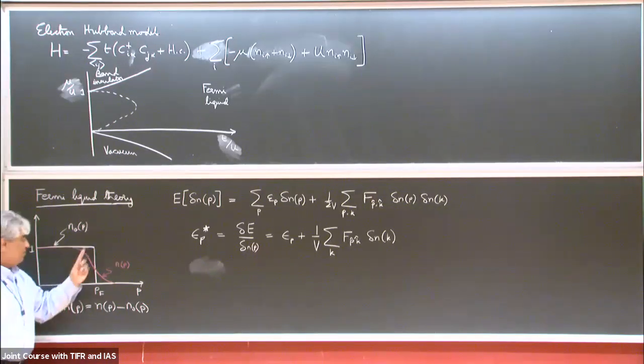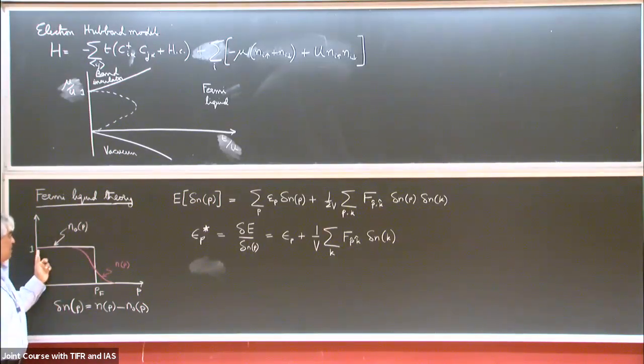So you have to think of the ground state as having quasi-particles present. This is the distribution of quasi-particles in the ground state, N0 of P, all the way up to the Fermi momentum. And then any given state, as you perturb the system, the distribution will be given by the pink line, N of P. And the difference is delta N of P.